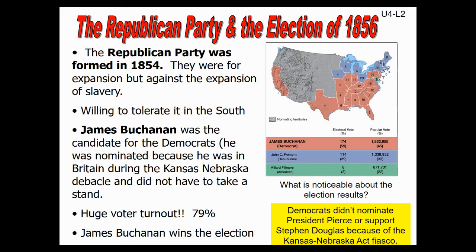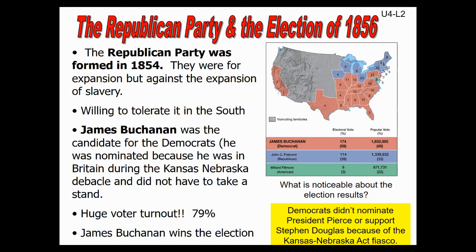Now, in the fall of 1856, because the caning happened in the spring of '56, we will see the Republican Party that had formed in '54 run in the next presidential election. We're going to see the Democrats nominated James Buchanan, who's a Northern Democrat. The Democrats kind of refused to nominate Douglas or President Pierce. They didn't want anything to do with President Pierce because of his involvement in the Kansas Nebraska Act, the debacle with that. James Buchanan was in Britain at the time, so he wasn't really involved in that.